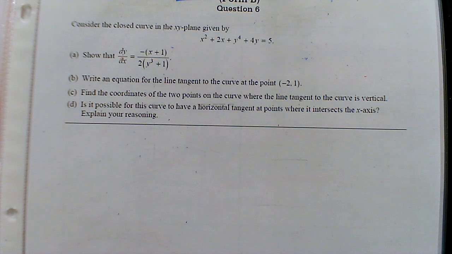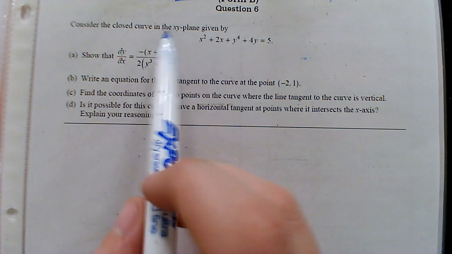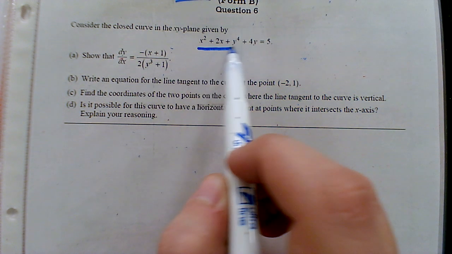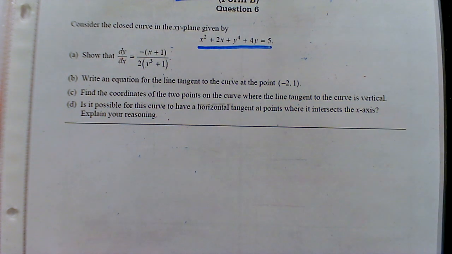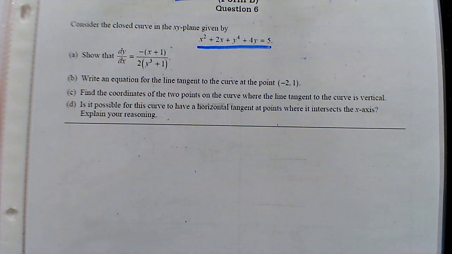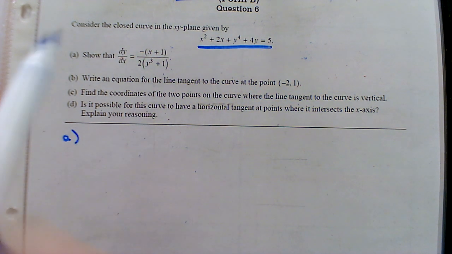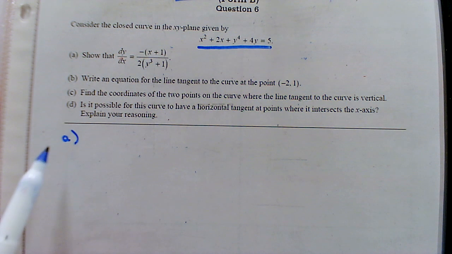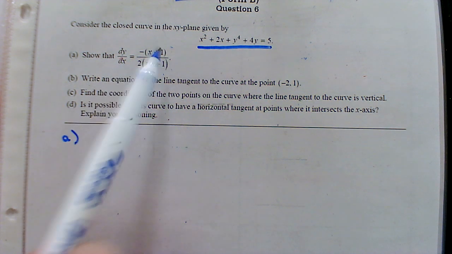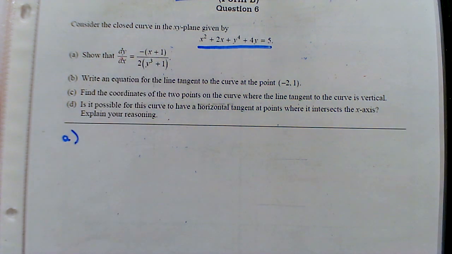Okay, so take a look at the directions. It says consider the closed curve on a coordinate system given by this equation. So it's just some closed shape. We don't really know what it looks like. So part A, show that dy over dx, meaning the derivative, is this result.